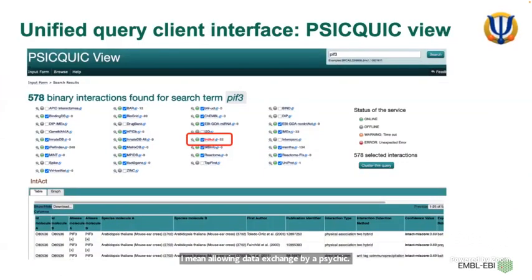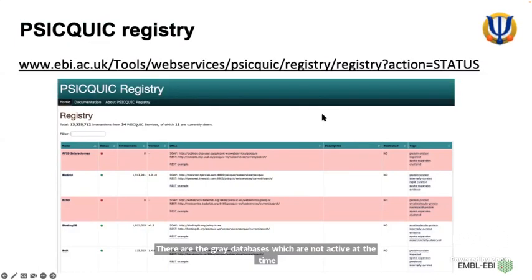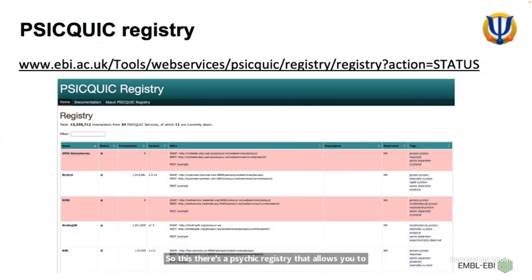This is the query result when you are querying for any protein, say PF3, and you can also select any database from the listed databases. As you can see, the databases listed in green are the active ones, and the gray databases are not active at the time of our query. So the PSICQUIC registry allows you to look at the status of the available databases, whether they are active or not.